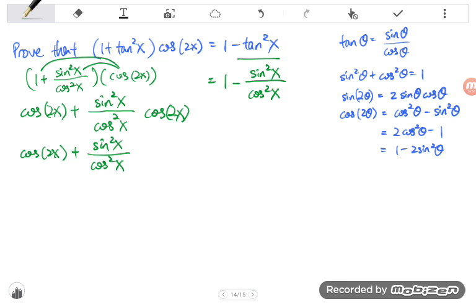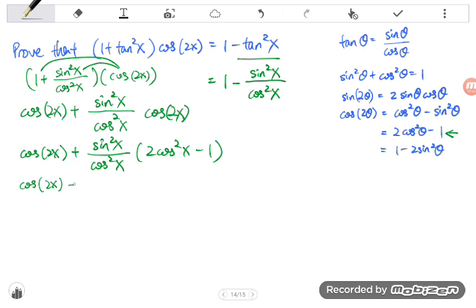My cos 2x can be equal to, I'm going to use, so hopefully I have something that I can cancel with my denominator. So I'm going to use this one. I'm going to use that one right there, 2 cos square theta minus 1. So when I distribute this, hopefully I can cancel some stuff out.